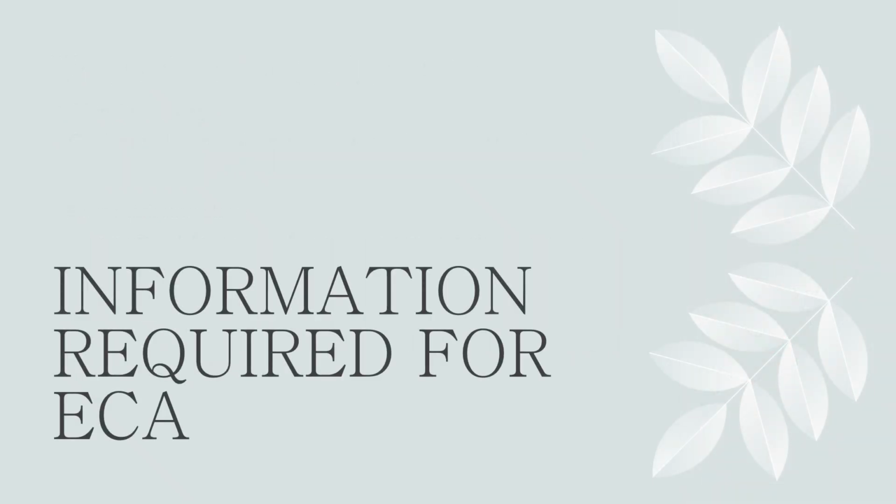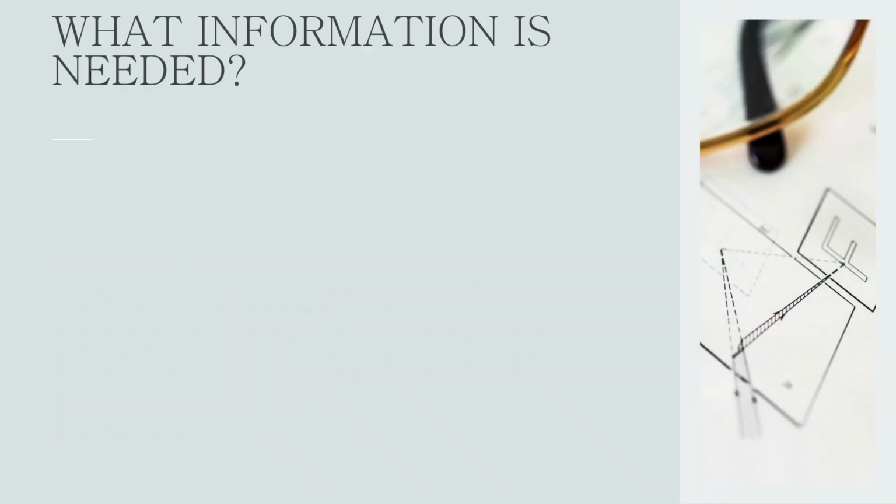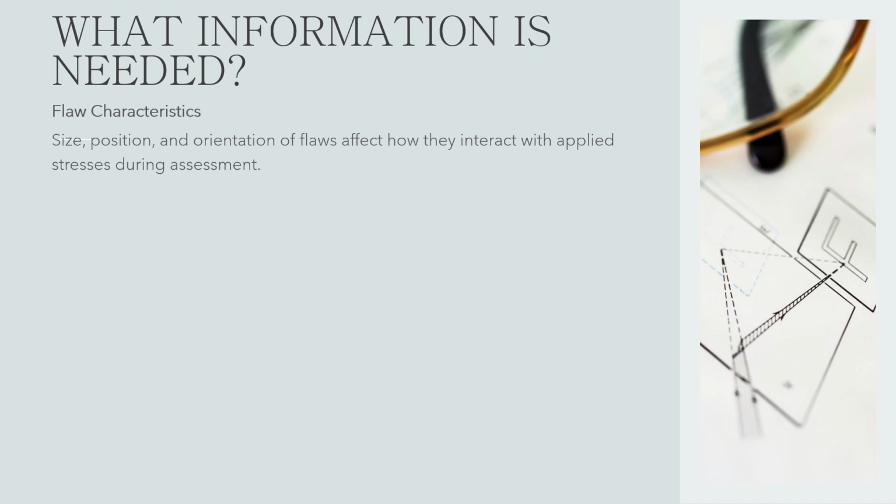Information required for ECA. To perform an ECA effectively, specific information about the component and the flaw is essential. First, detailed flaw characteristics such as size, position, and orientation must be known. These parameters influence how the flaw interacts with applied stresses.